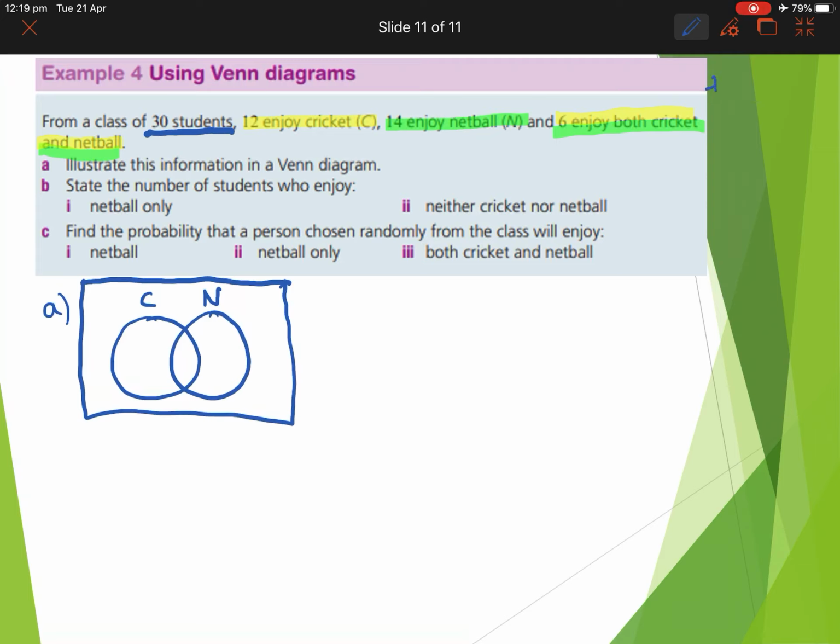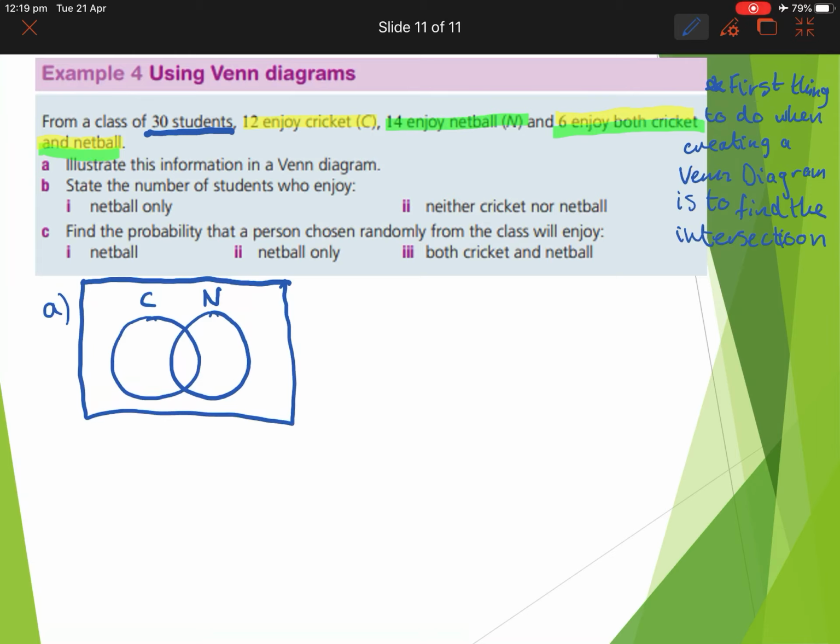Alrighty, now like I said before, I'm going to put a little note up here. The first thing to do when creating a Venn diagram is to find the intersection. Otherwise you get tripped up, and I'll show you why in a minute.